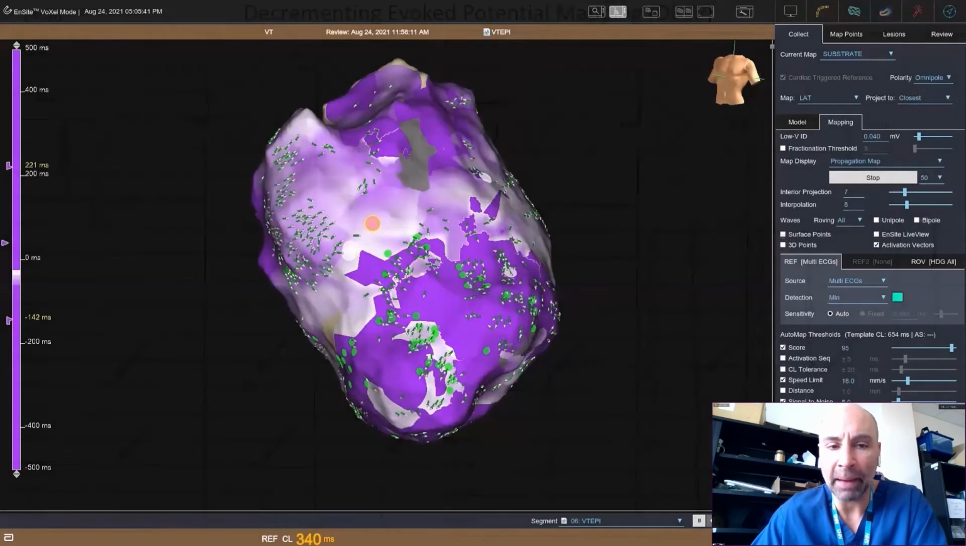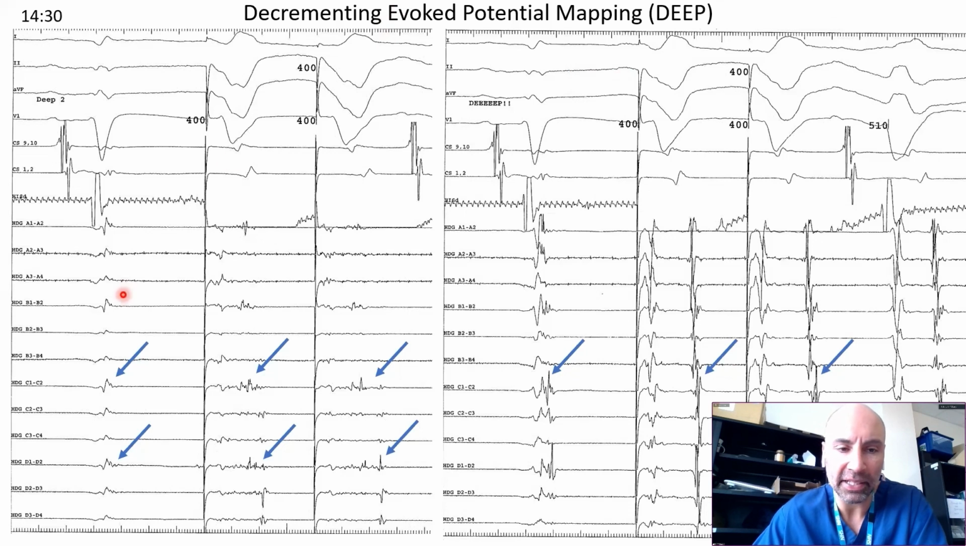So we then do our deep mapping at the same time, and here's a sinus beat with no significant late components. We put our sensed extras in, and you can see late components on D1, D2, and late components on C1, C2 that decrement out. Here in another example, you see late components in sinus rhythm, and with our sensed extras, you see a huge late component decrement out. One could mistake this for an atrial signal, but there's no atrial signal there on the CS signals. This is the atrial signal. So this is a really large late potential that's decremented out.